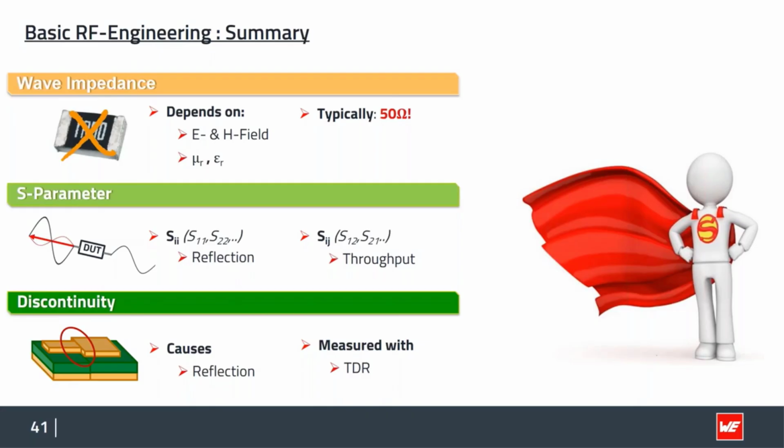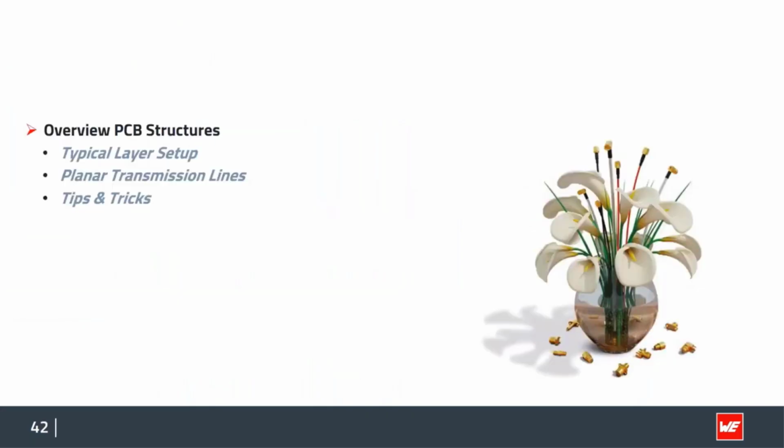Then let's have a closer look at the PCB structures. What are typical layer setups in use? Of course not all, but typical ones. What types of planar transmission lines are in use? And what can I do to make it easier or to optimize my layout?